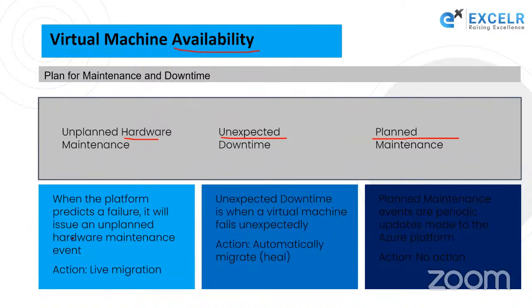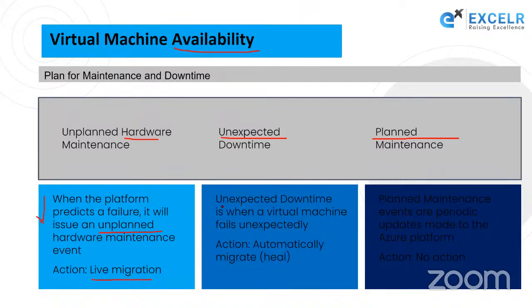So whenever anything fails in your Azure environment, it will issue an unplanned hardware maintenance event. This is one of the possibilities which can happen in your Azure environment. Any kind of unplanned hardware maintenance can occur. One of the key things which you can expect during a live migration. Yes, there can be an unplanned hardware maintenance which can occur within your Azure environment. If you have this, we will see how to mitigate that.